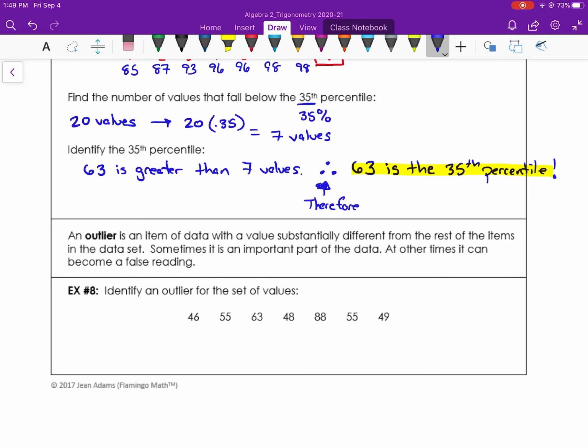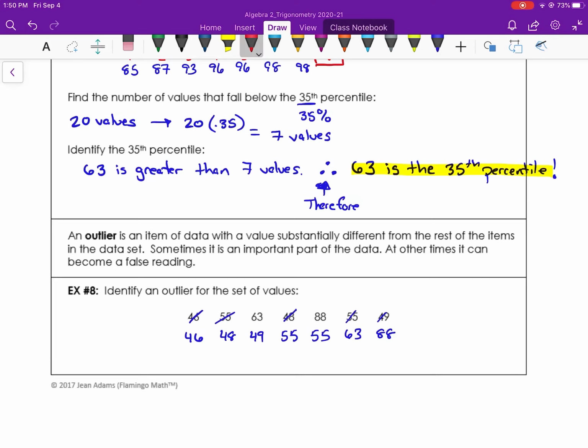All right, so to identify the outlier, you can kind of eyeball it, but again, the best way to do everything is organize it in order from lowest to highest. So 46 is our lowest. Then we have 48 and 49 and 55 2 times and 63 and then 88.